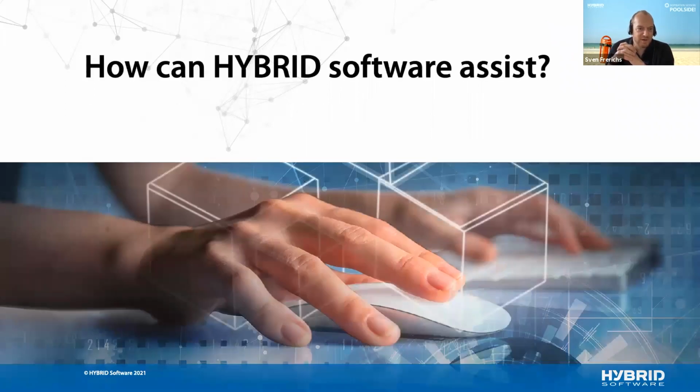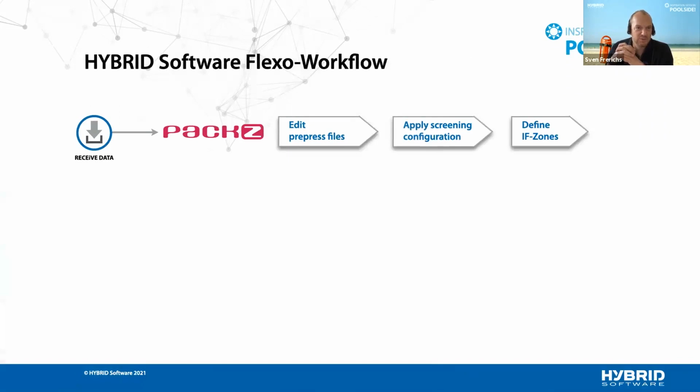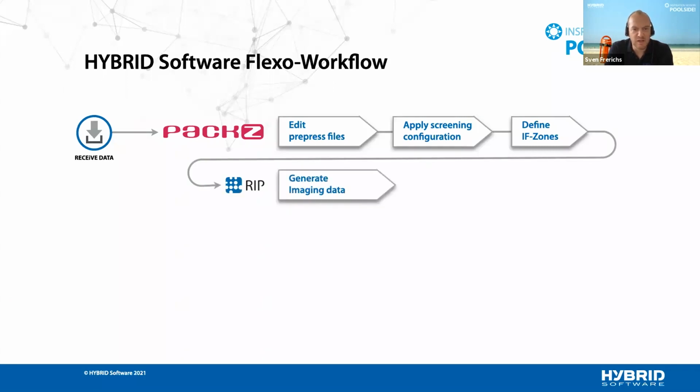For the first part, let's have a short look at the workflow as we see it. You will now see that from the moment where you receive files from your customer, you will have to check those, to pre-flight those. You will have to work on it, perhaps interactively. That is a section which we will cover with some slides about packs. Then again, we have to output imaging files somehow. So the RIP will also be part of our story today.